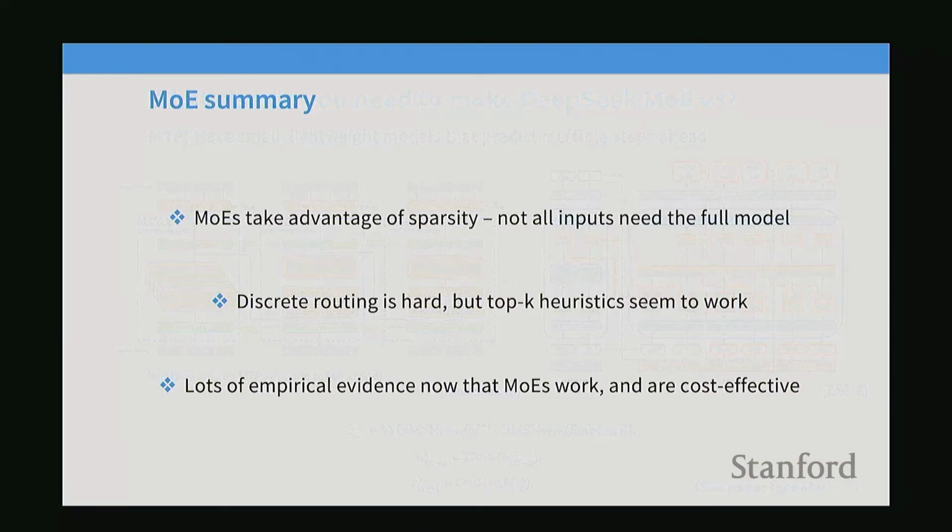Okay, so now I'm all done. MOEs are now at the core of how you would build and deploy a really high performance large scale system. They take advantage of the sparsity idea that you don't need all of the parameters all the time. And discrete routing is the real big challenge. I think this is one of the big reasons why MOEs didn't immediately catch on. It's very scary to have to optimize these top K routing decisions. But heuristics somehow seem to work.